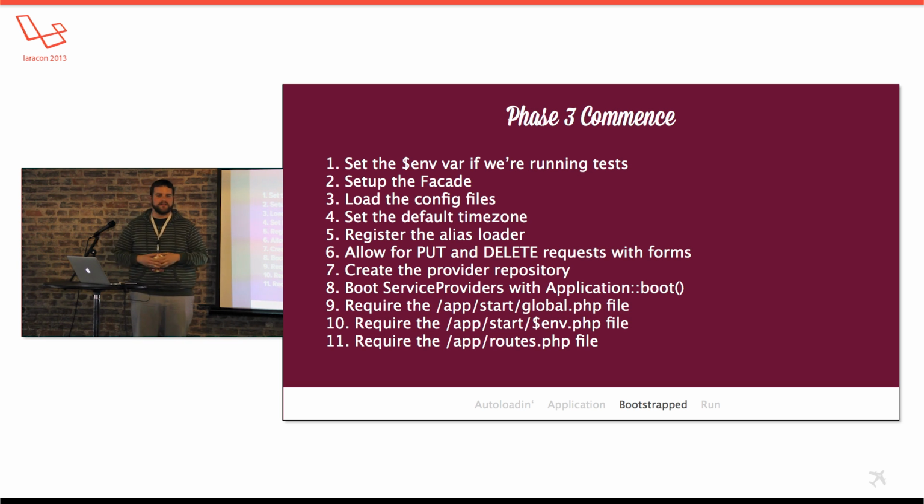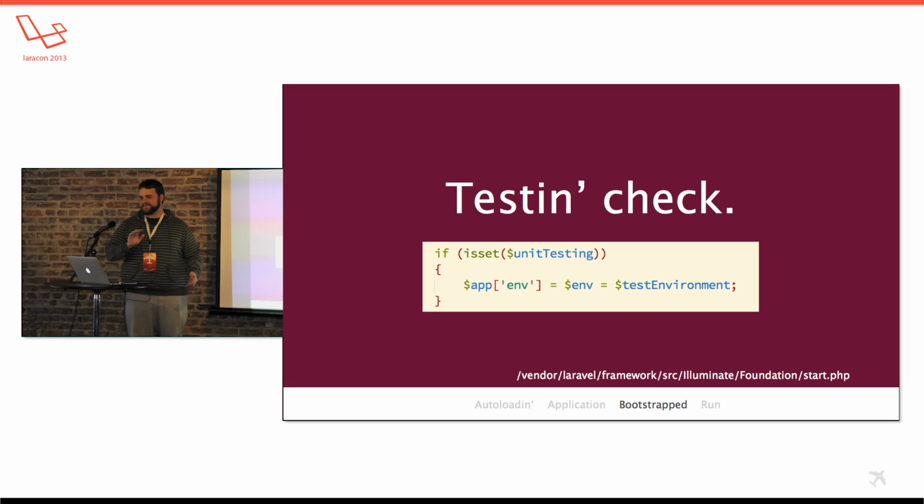And then it requires all the sort of user configurable stuff where you can do things like bind objects and inject dependencies and go crazy. So this is how it checks if there's this unit testing variable set, and if it does, it changes the environment to be the test environment. Again, I have no clue really what's happening here. Just know that that's what happens if you're unit testing.